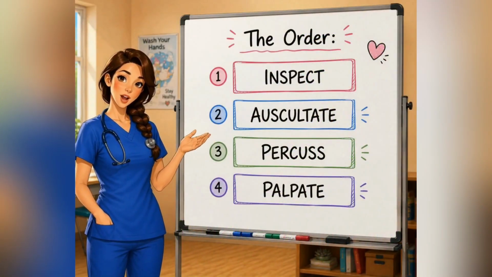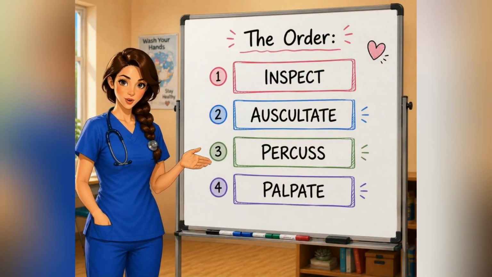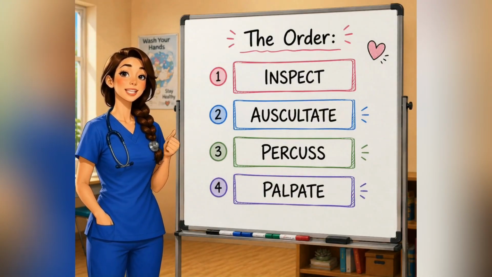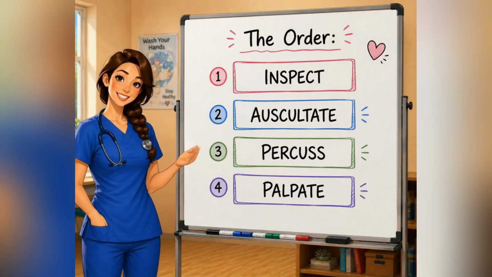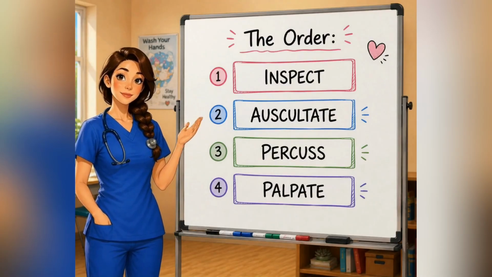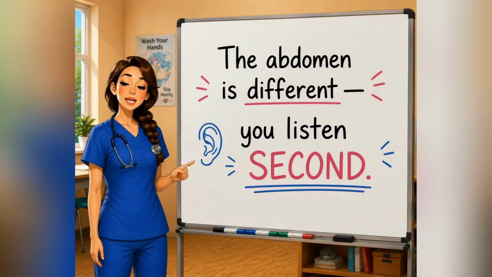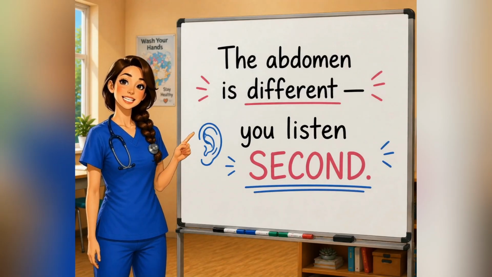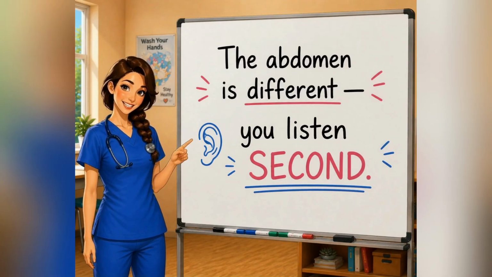Today, we're making abdominal assessment stupid simple. There's one order you have to follow, and if you get it wrong, you can mess up your whole assessment. Inspect, auscultate, percuss, palpate. Every other body system, you listen last. The abdomen is different. You listen second.